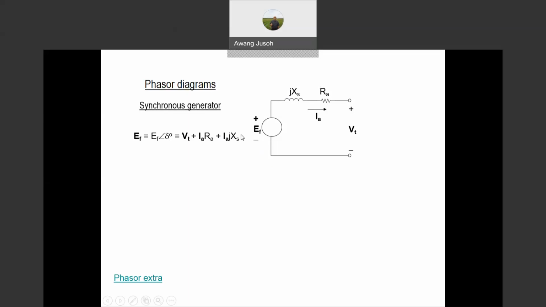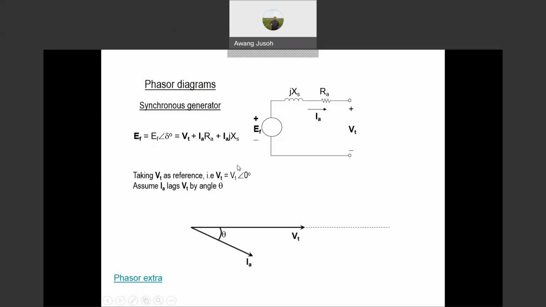Okay, this equation for the synchronous generator. And then we can plot the phasor diagram for the synchronous generator. So we just take V terminal as a reference. Reference means V terminal angle 0. We say that the current is lagging now, the current is lagging power factor. So we got IA here, meaning that IA lags VT by theta.